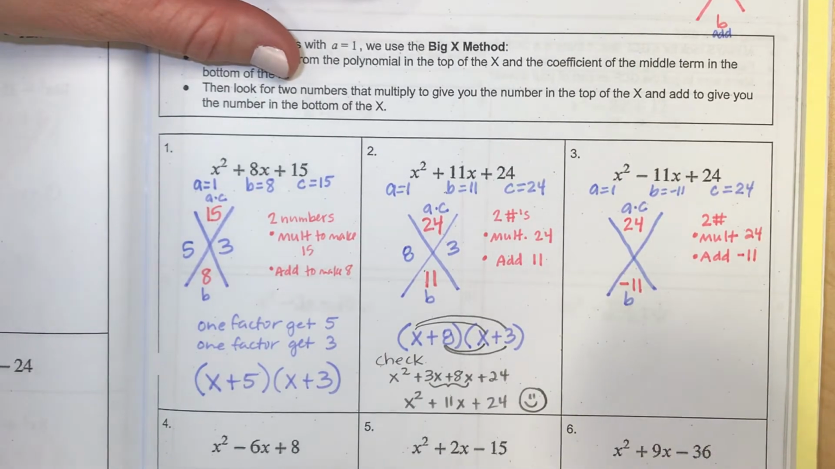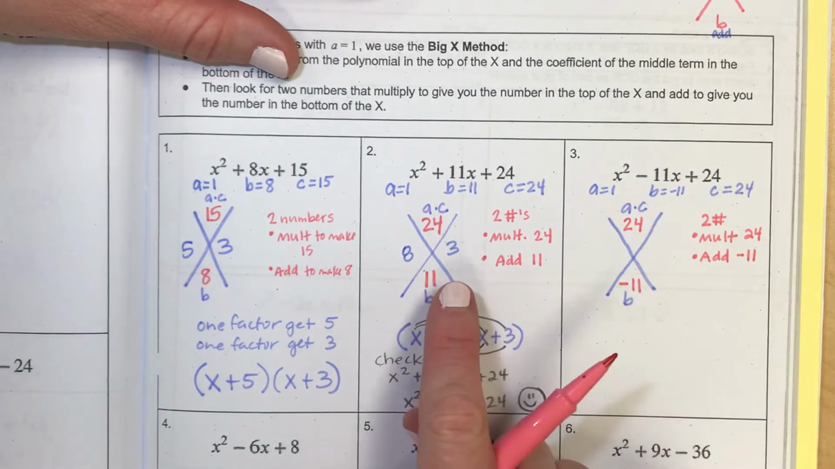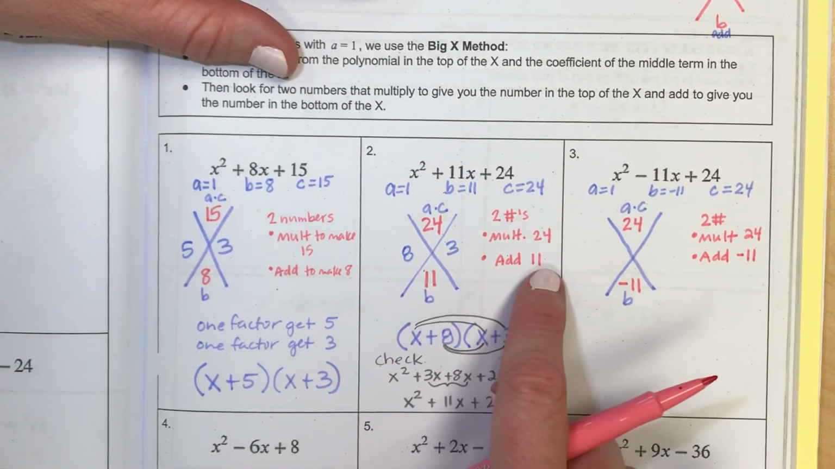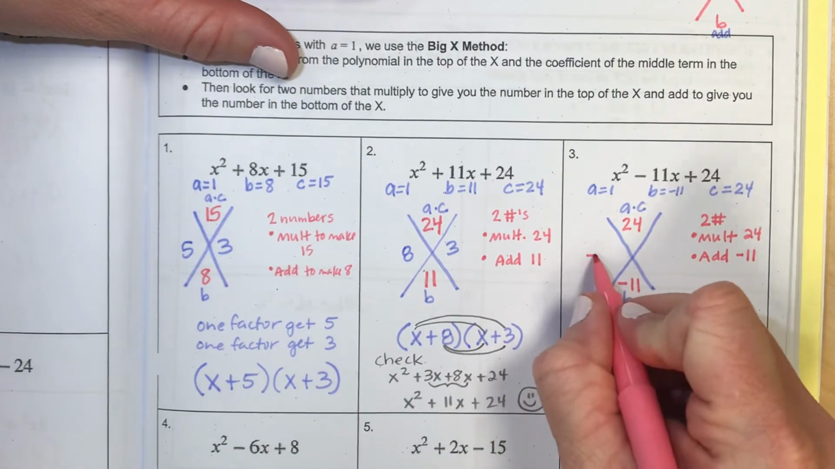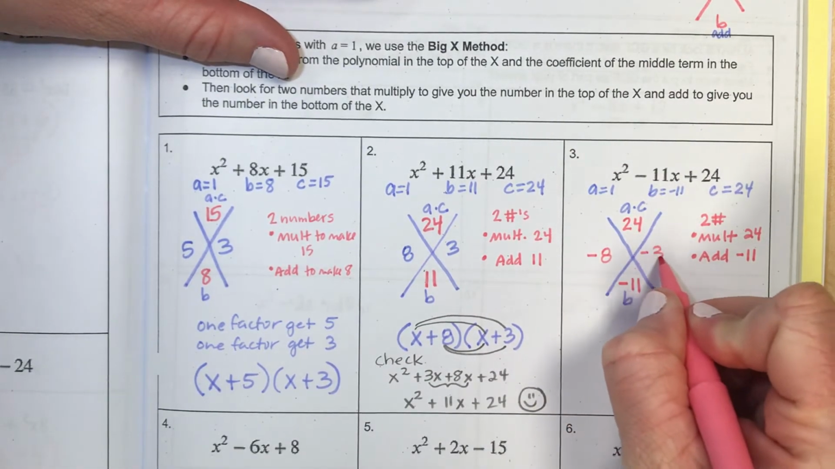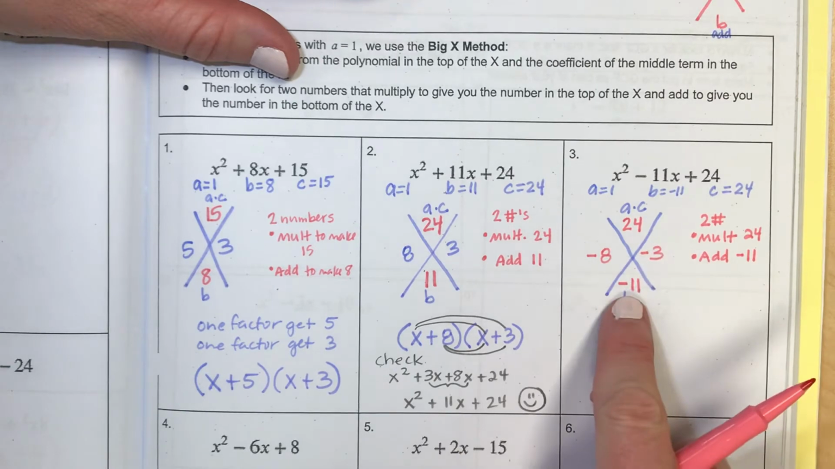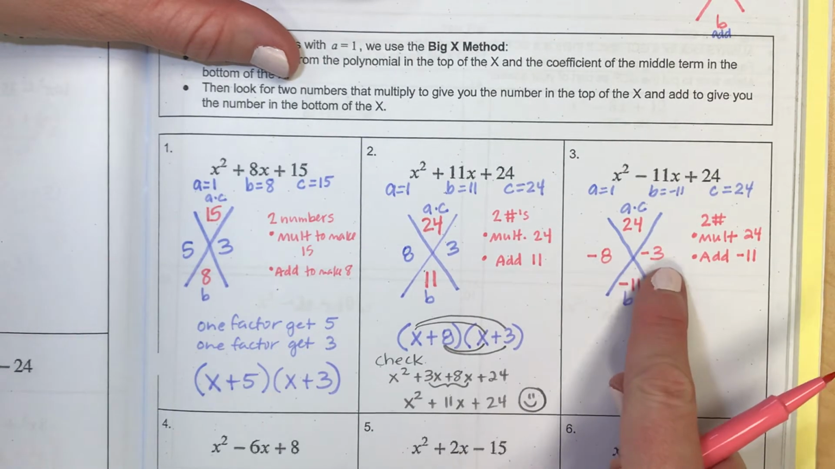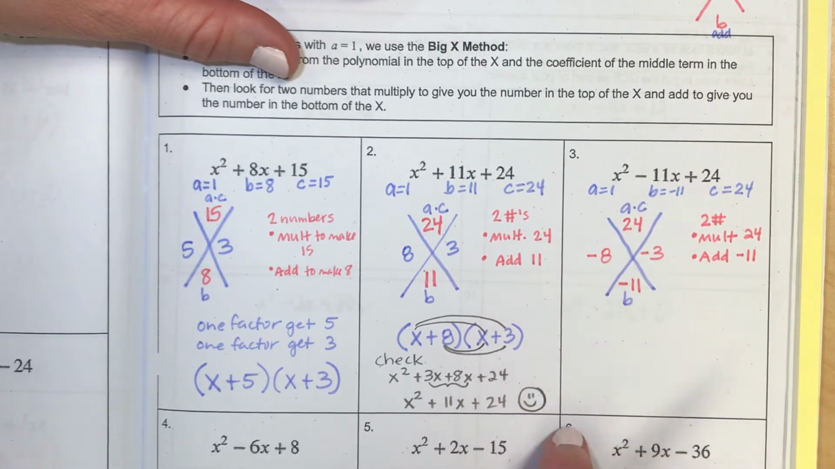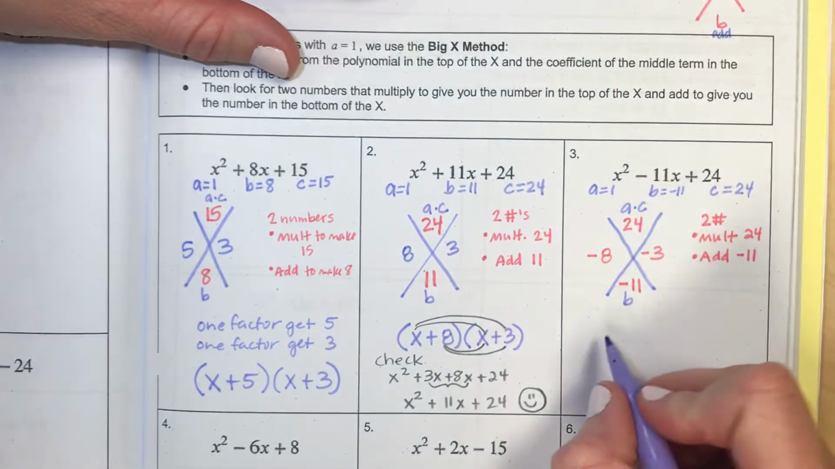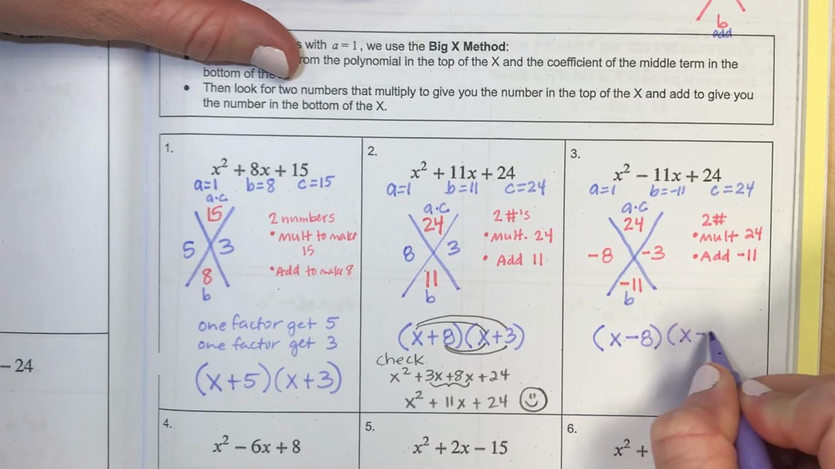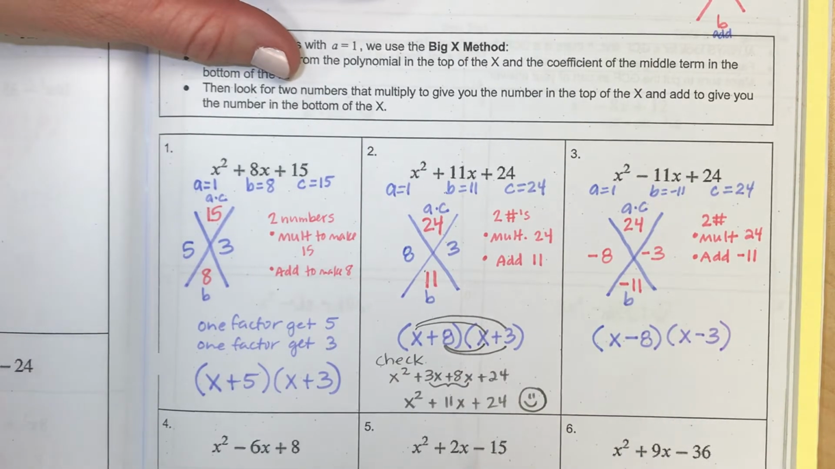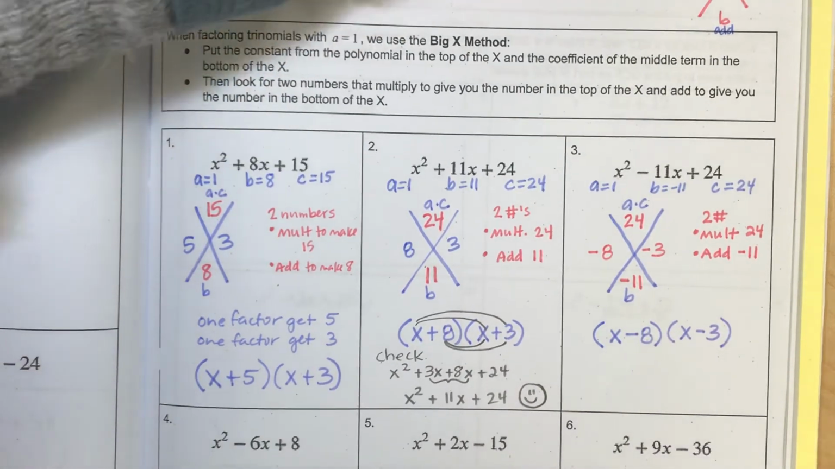This one might take you a couple minutes to think. How can we have something similar? So instead of adding to be positive 11, they're going to add to make negative 11. Watch this. Negative 8 and negative 3. Negative 8 minus 3 will get negative 11. And a negative times a negative will make a positive 24. So our factors are going to be, this time, x minus 8 and x minus 3. So that's just slightly more challenging because our sign changed in the middle. All right, let's keep going.